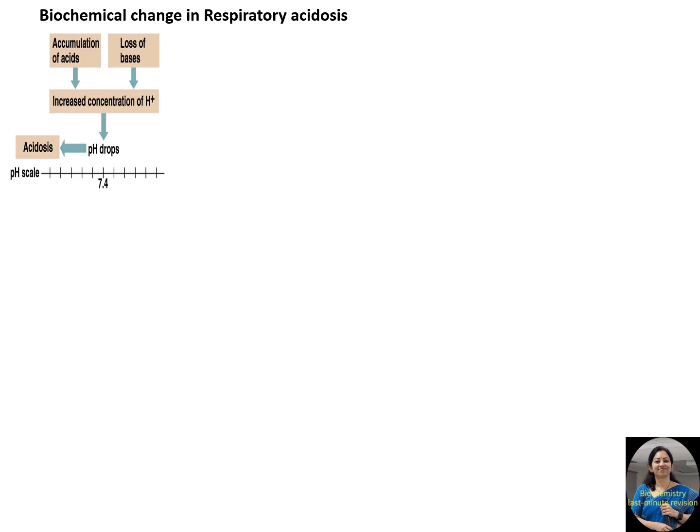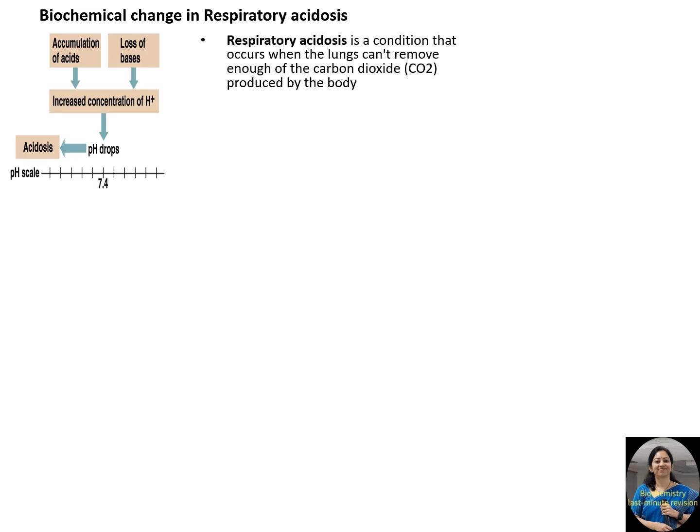Let us understand the biochemical changes taking place in respiratory acidosis. Now there occurs accumulation of acids resulting in increased concentration of hydrogen ions, as a result of which pH drops and acidosis sets in. Now, respiratory acidosis is a condition characterized by accumulation of carbon dioxide in the form of carbonic acid in the lungs.